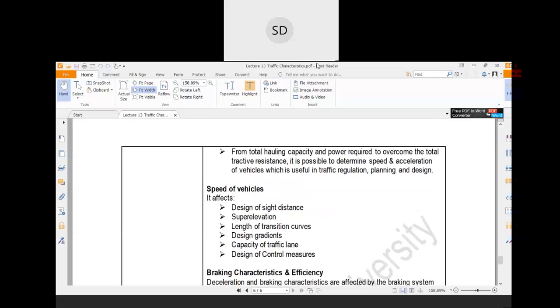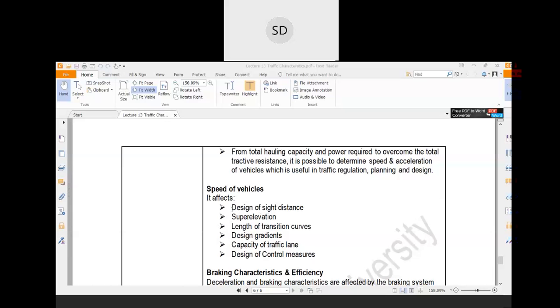Now coming to the next portion, speed of the vehicles. Speed of the vehicles is also important, and it affects different aspects like design of the sight distance. If you remember the design of the stopping sight distance, the formula was Vt plus V square divided by 2gf. Here the stopping sight distance is associated with the speed of the vehicles. So speed affects the stopping sight distance.